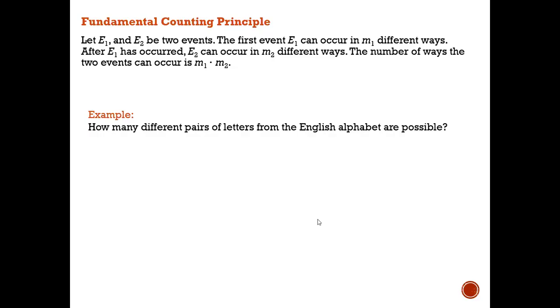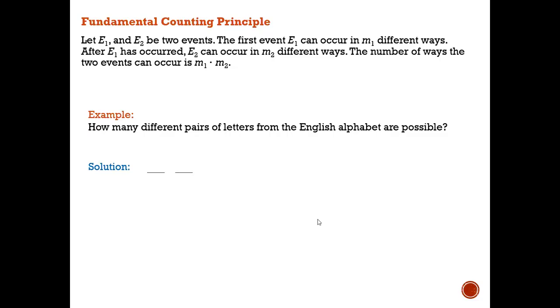How many different pairs of letters from the English alphabet are possible? Pair. Pair is 2. How many ways can we pick then 2 letters from the English alphabet? Well, we're going to set that up by first looking at all our possibilities. And there's 2 numbers. It's a pair.